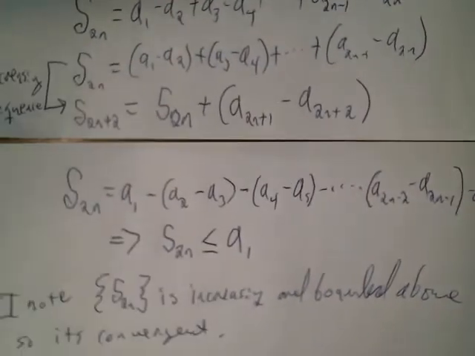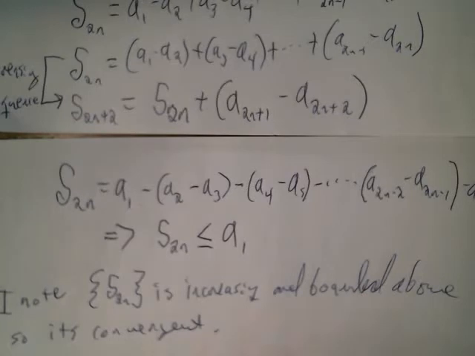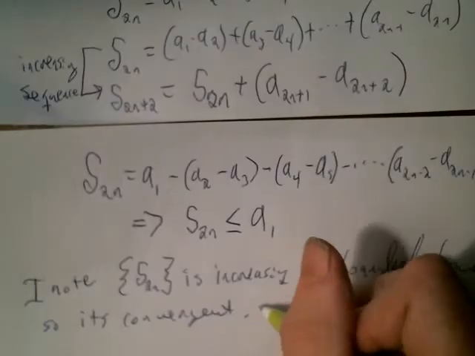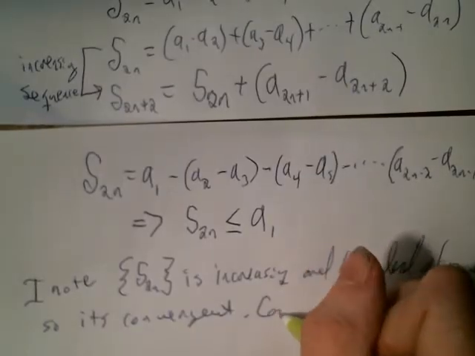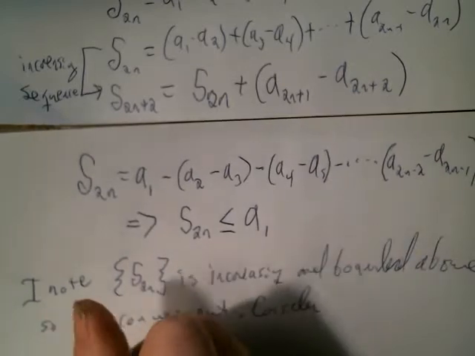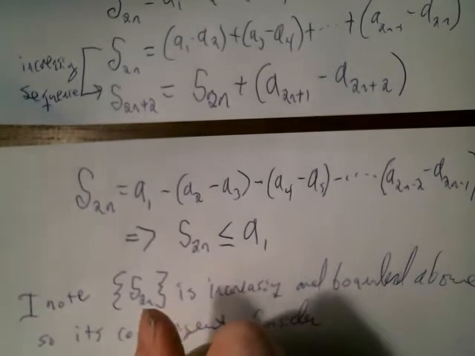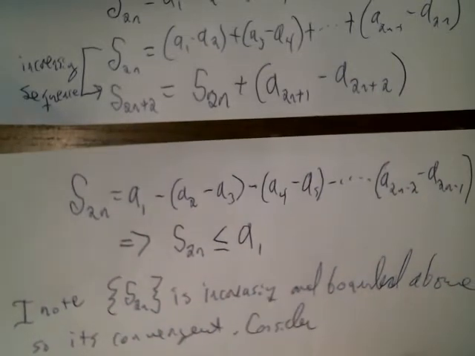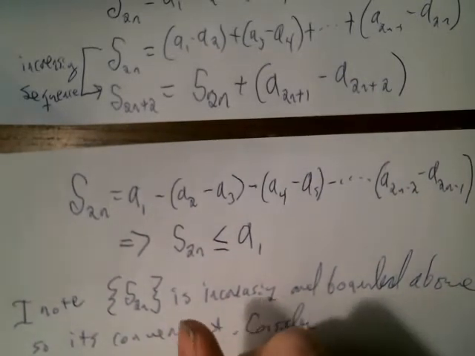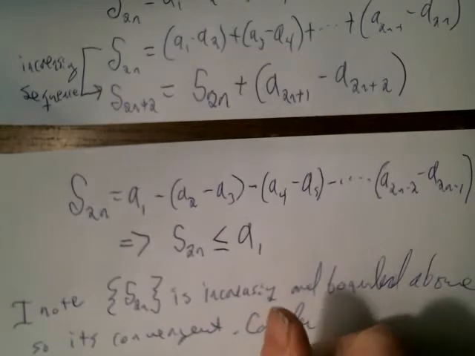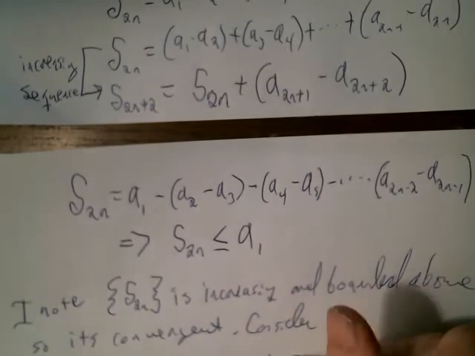Okay. So I need to show that s sub 2n minus 1 is convergent. So I take a look at s sub 2n. So consider s sub 2n, in particular, minus 1. So s sub 2n minus 1 is going to be a sub 1 minus a sub 2 plus a sub 3 minus a sub 4 plus dot dot dot plus, and then the last one is a sub 2n minus 1.